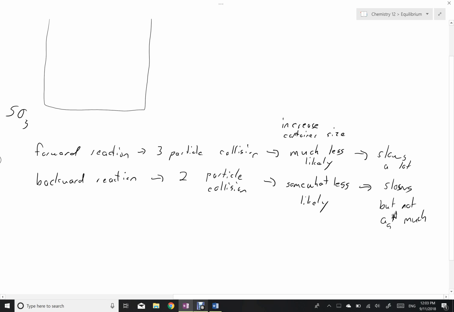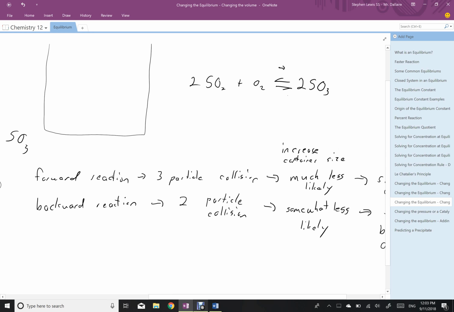So if we consider our equilibrium, SO2 plus O2, two of them, going to SO3, two of them, this reaction rate will slow, and this reaction rate will slow too. I'm going to put that on the bottom so it's lined up with the original arrow. There we go. So the forward reaction is going to slow right down because it requires three particles. It becomes very unlikely. The backwards reaction is also going to slow, but not as much. Now what we can see is that the backwards reaction is now favored.